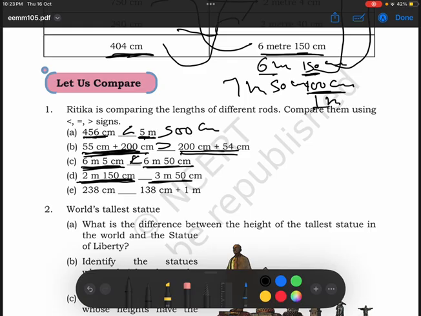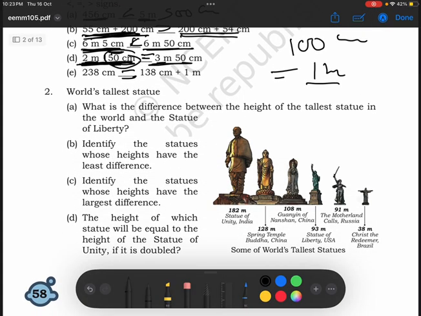Okay, here 2 meter 150 centimeter and 350 centimeter. This is an interesting question, because as all of you know, this is 2 meter. So generally children look, this is 2 meter, this is 3 meter, so it will be bigger. It is not so easy. So 2 meter and 150 centimeter, my dear student, as all of you know, 100 centimeter is equal to 1 meter. So 2 meter and 1 meter is 3 meter and 50 centimeter separate, so both are equal, and same here, both are equal. Next question is the world's tallest statue.